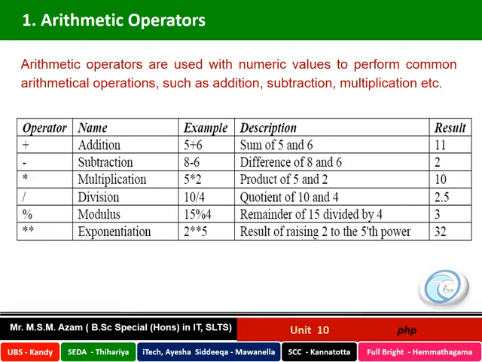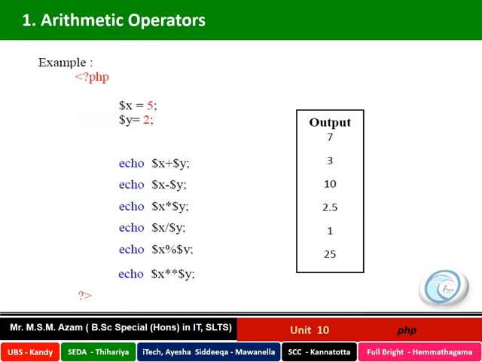Then double asterisk for exponentiation or power. If I need 2 to the power 5, then I have to type 2 double asterisk 5 in PHP. That equals 2 to the power 5 and that's equal to 32. See this example. First, I have declared a variable called x that's equal to 5. Then declared another variable y that's equal to 2. After that, I perform some arithmetical operations and print the results using the echo function.